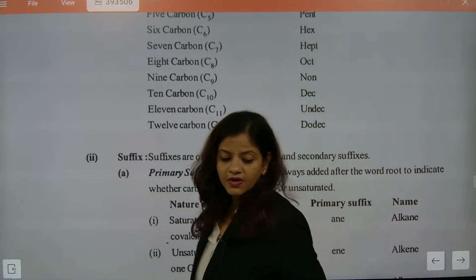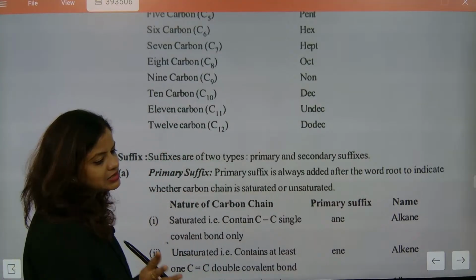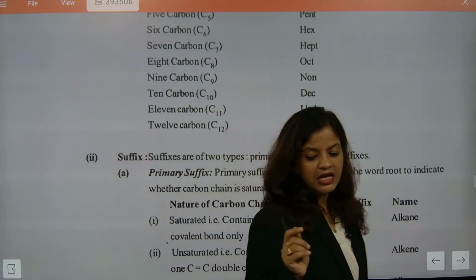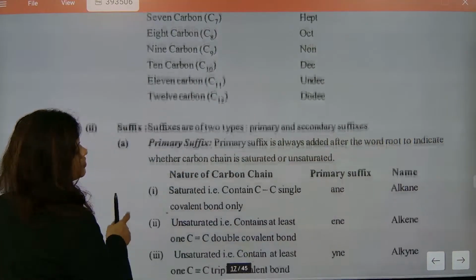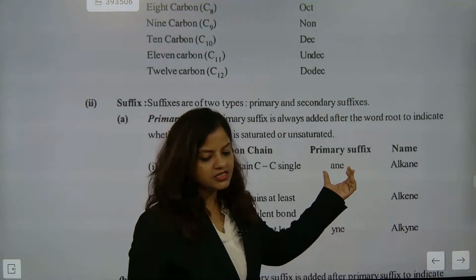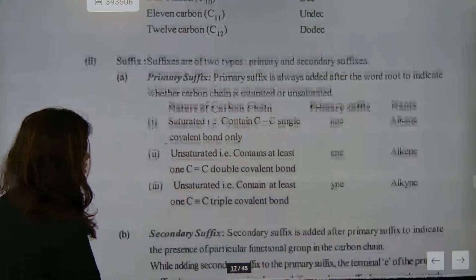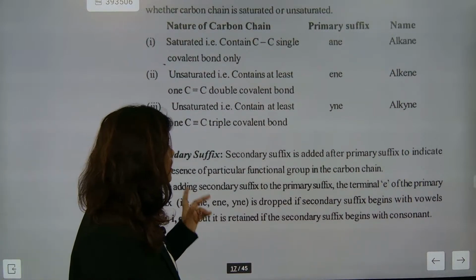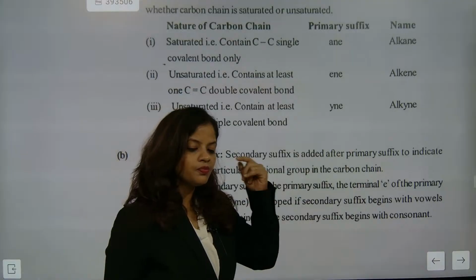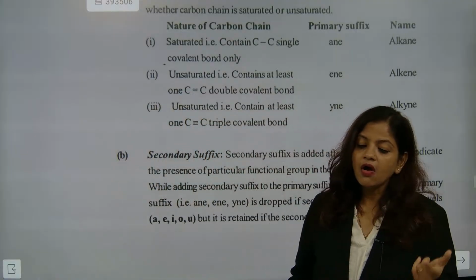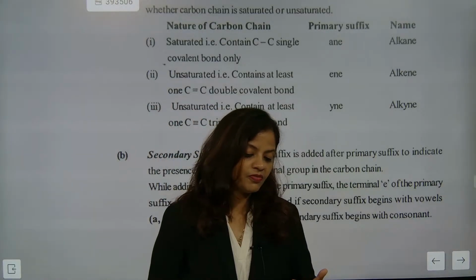The suffix part is the one which comes after. Understood? The suffix is considered as two parts: primary suffix and secondary suffix. Primary suffix is what you see in alkane, alkene, alkyne. These are the primary suffixes. The secondary suffix is added after the primary suffix. So first the primary suffix, then the secondary suffix after it. You must remember this one.